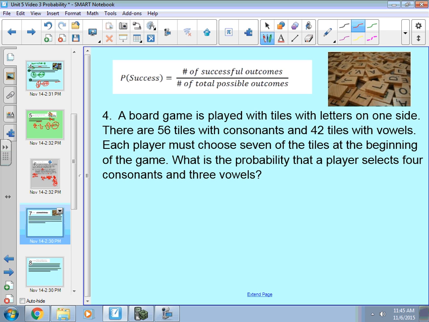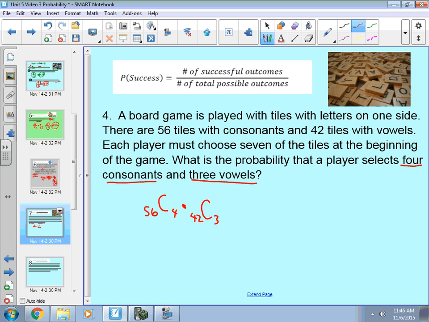We want to select 4 consonants and 3 vowels. So let's start with the consonants. We don't really care the order, just like say we're playing Scrabble here. We don't really care the order we're picking these, just that we end up with 4 of them. And they told us that there's 56 total, so combination on this one. With the 3 vowels, we're choosing 3 of them. They told us there's 42 total.